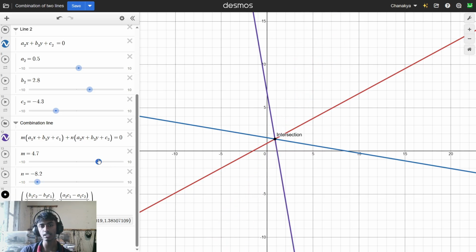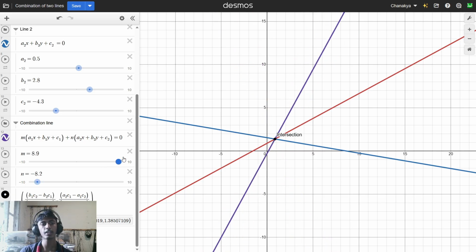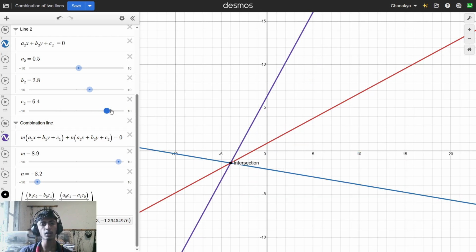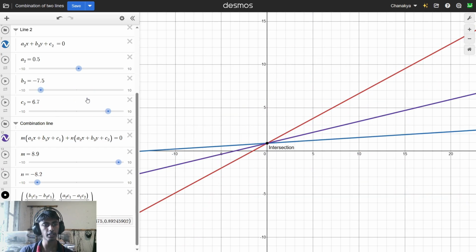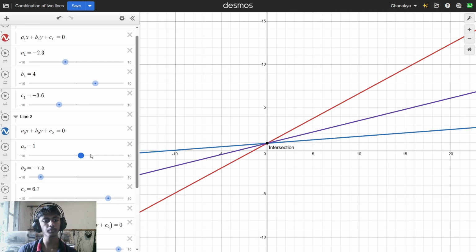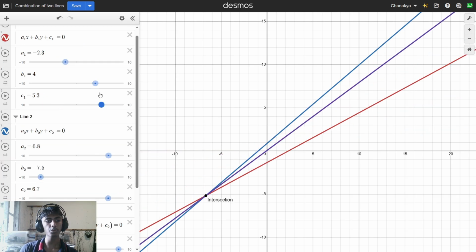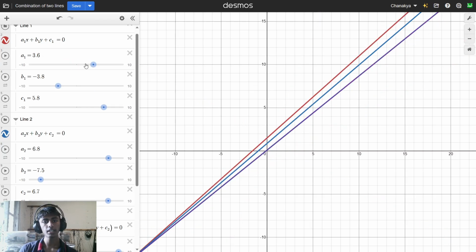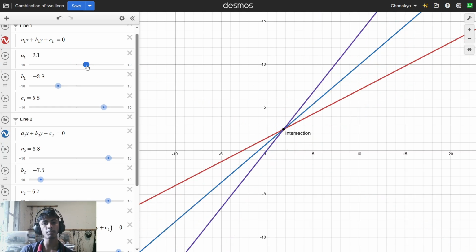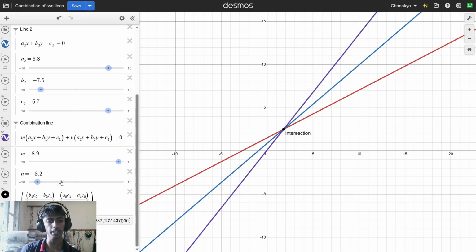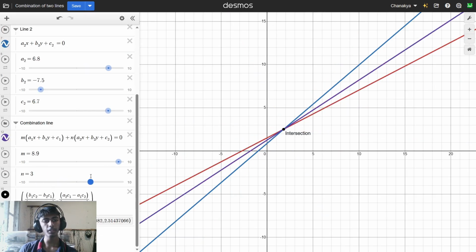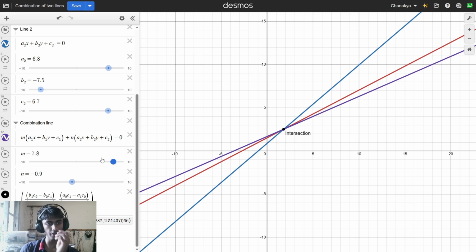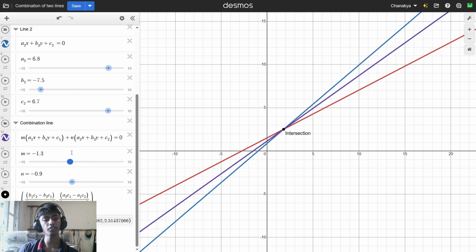We can see here basically the basic idea of showing this is that when we have this linear combination, no matter what A, B and C are of lines 1 and 2, we can change this to any values we want. However, as we do that, we can see that no matter what, the purple line is passing through the intersection of the other two lines. You can see what happens when we add different constants for M and N, and we can see what happens when we try to make M and N both equal to 0.